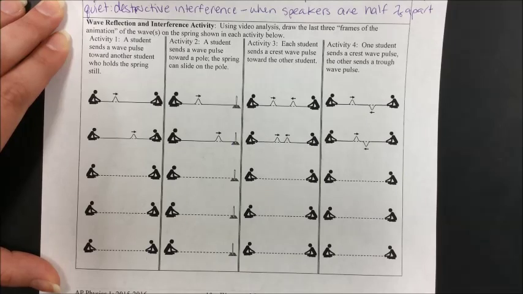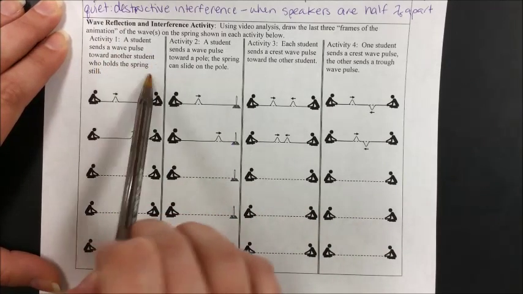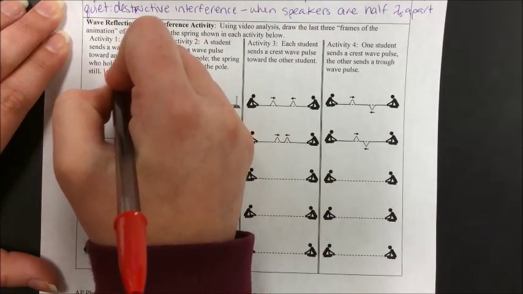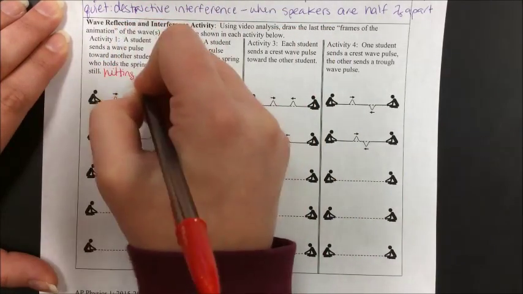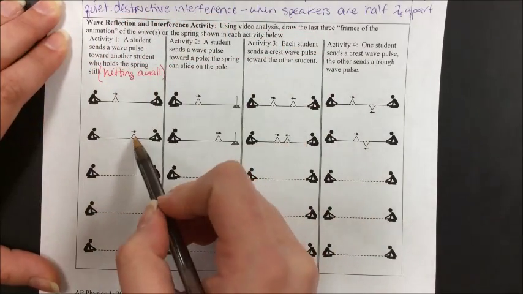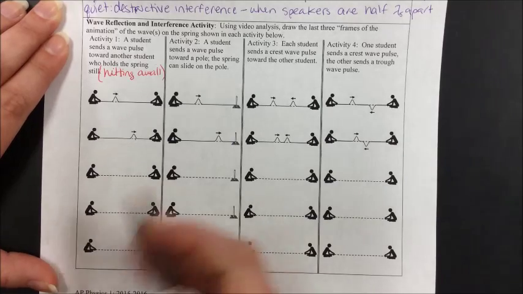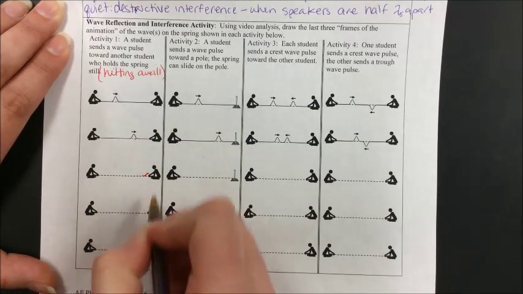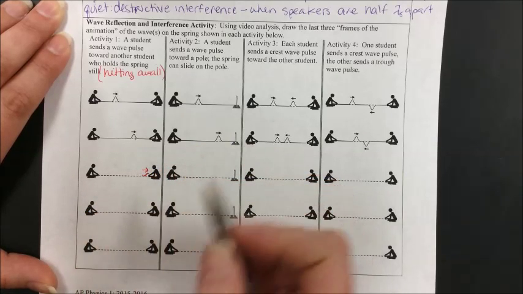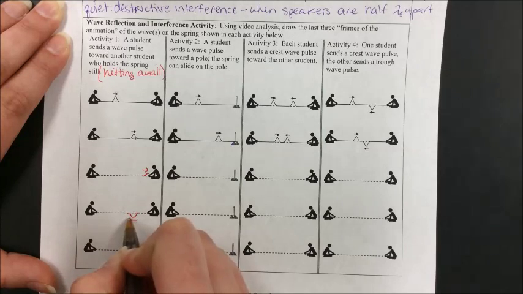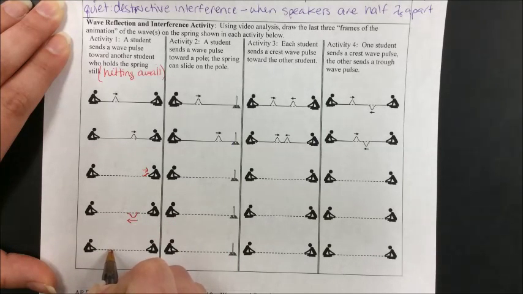So a student sends a wave pulse towards another student who holds the spring. So this is going to be like hitting a wall. And we would expect this wave to come back inverted. So here, it's going to hit the student, and we're still going this way. And then it's going to come back the other way. And it's going to be upside down when it comes back that other way.